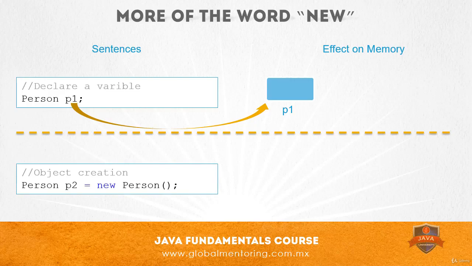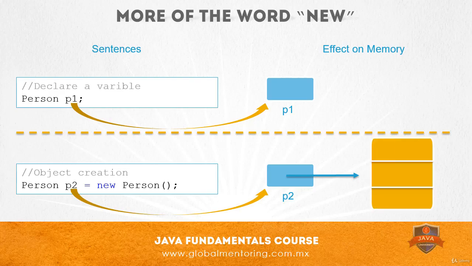But if we create an object, we are declaring a second variable called p2 of type person, and we are indicating that we're going to create a new object of type person using the new reserved word. So the effect on the memory is the variable p2 is created, and this variable points to the created object. So an object of type person is created. This object has its own attributes, for example, ID, first name, etc.